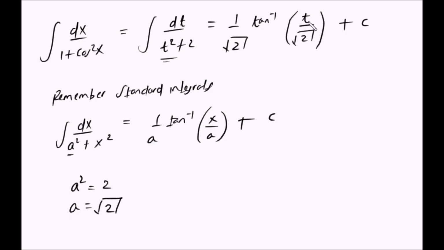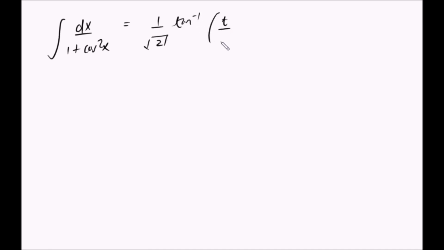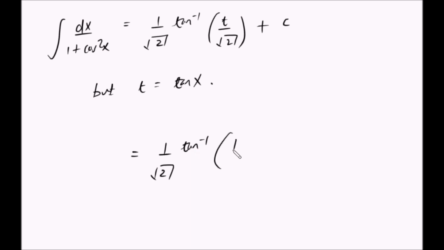Yes, so let me start a fresh page. So tulianzia hapa. So baada ya kusolve tumekuja kupata ni 1 over the square root of 2 tan inverse t over the square root of 2 plus c. But what is t now? Remember t tulisema ni nini? Tan x. So hii final answer ni 1 over the square root of 2 times tan inverse ya 1 over the square root of 2 tan x plus c.